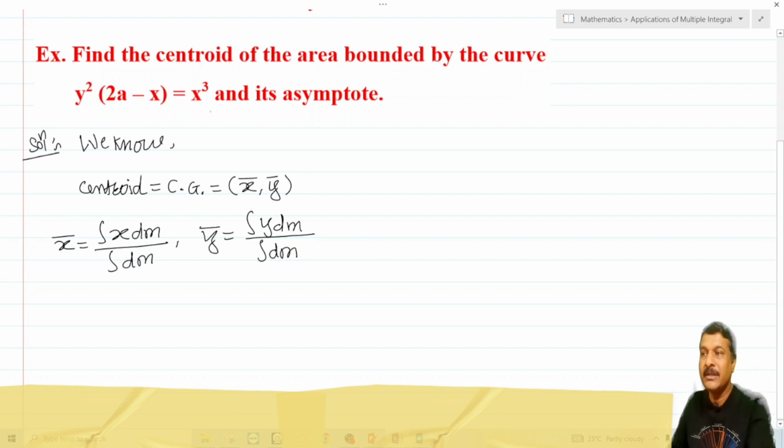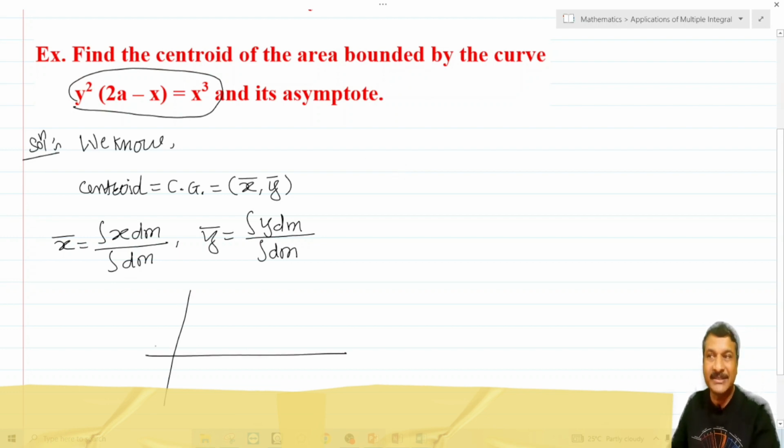And now here is the curve. So what is this curve? Here all powers of y are even, so it is symmetric about the x-axis. So whatever the curve, it is symmetric about the x-axis. Now when we put here x equal to 0, I will get y equal to 0.